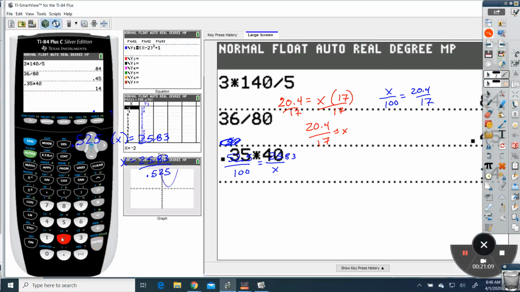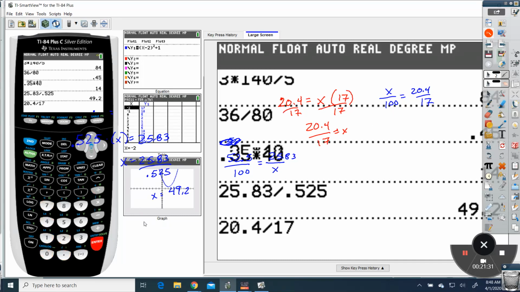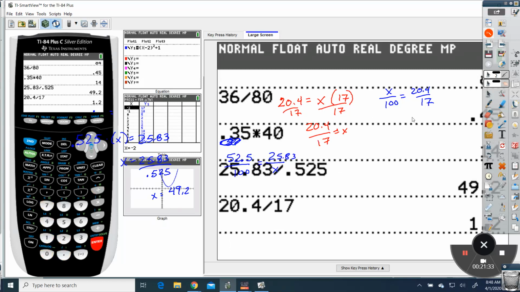So 25.83 divided by 0.525. So 49.2 is this answer. And over on this one, 20.4 divided by 17. So that's 1.2.